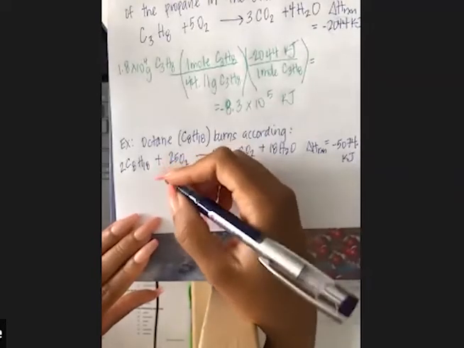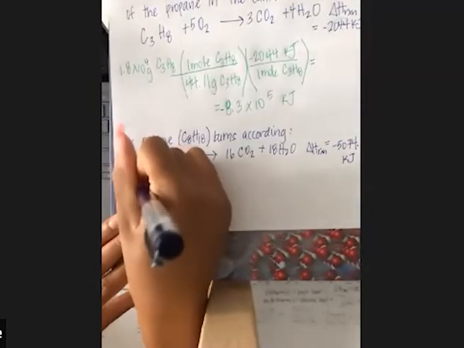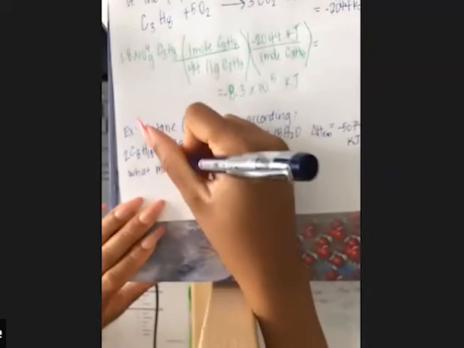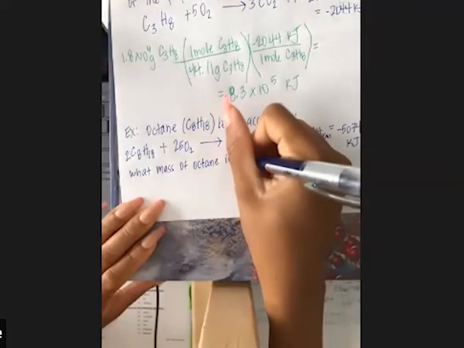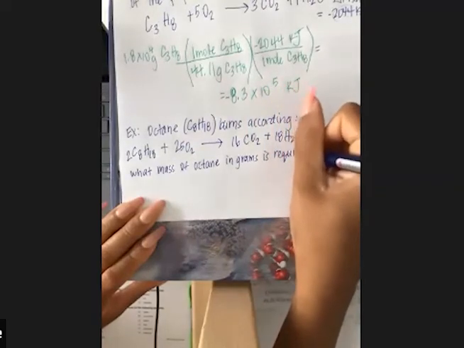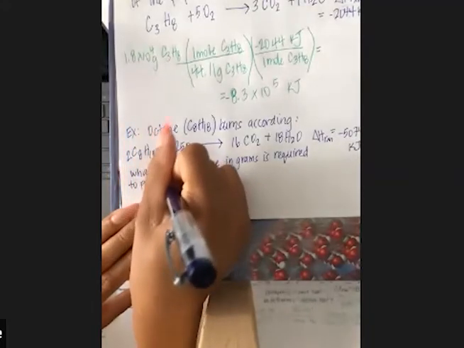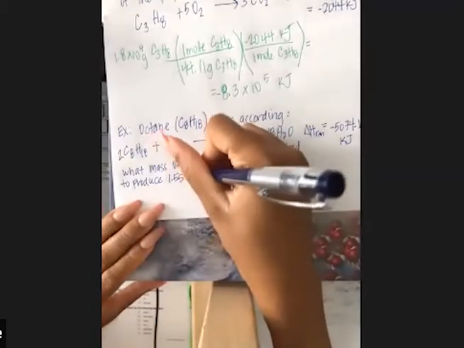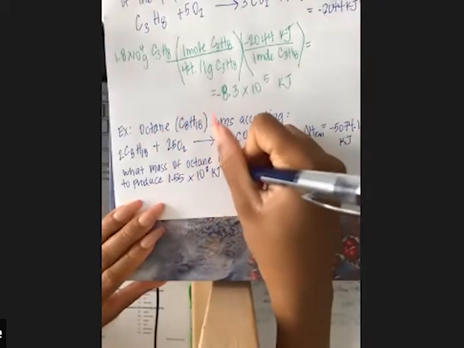All right, the question says, what mass of octane in grams is required to produce 1.55 times 10 to the power of 3 kilojoules of heat.